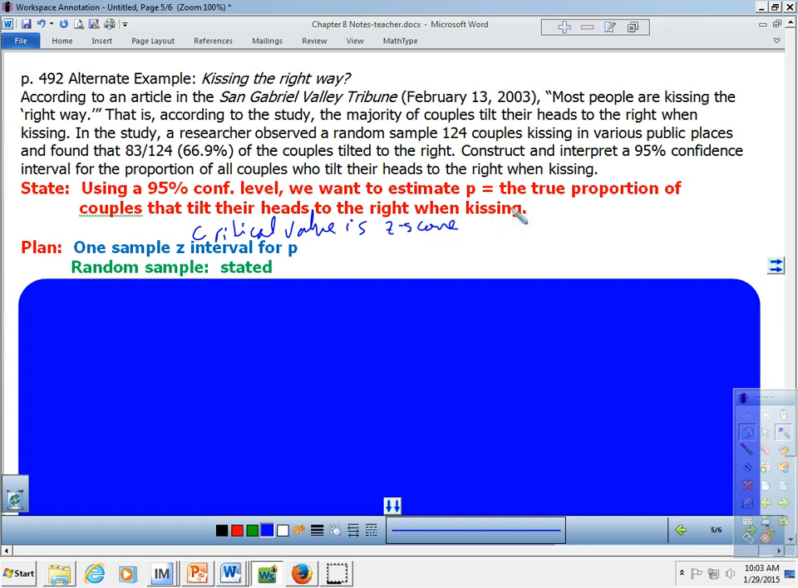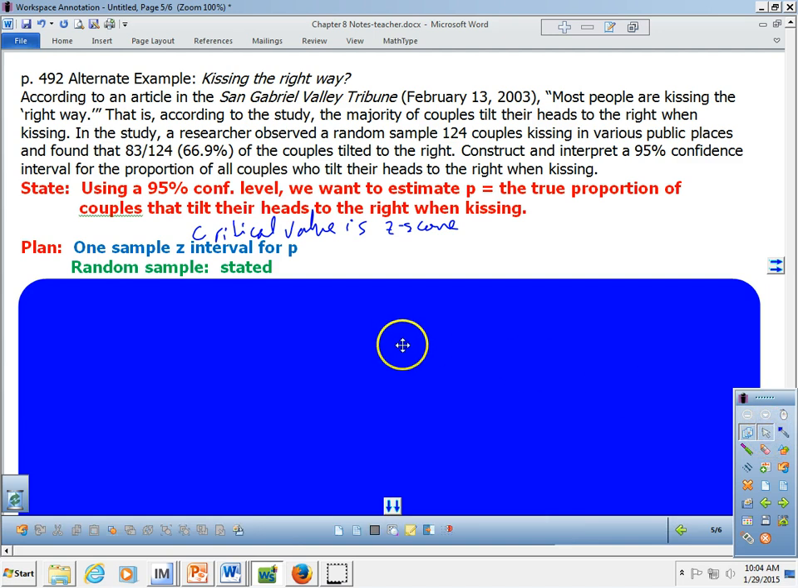And there is a difference. A t interval, which we'll talk about later, comes from a critical value that's created from what can be called a t score. It comes from the t table, another table in your formula packet. All right, and so it's a one sample z interval for p. And so we go through random sample. It said random sample, so it was stated, and so that condition has been verified.